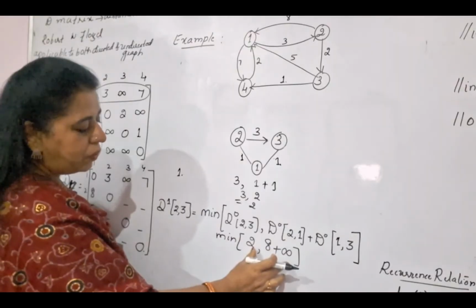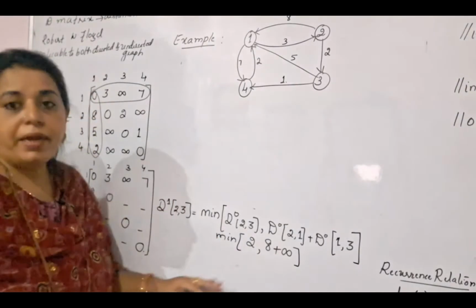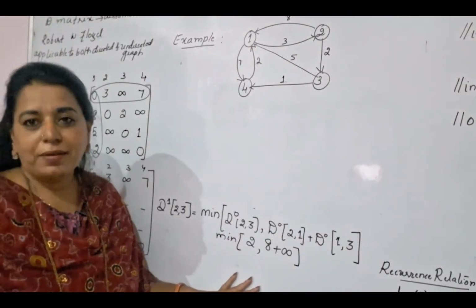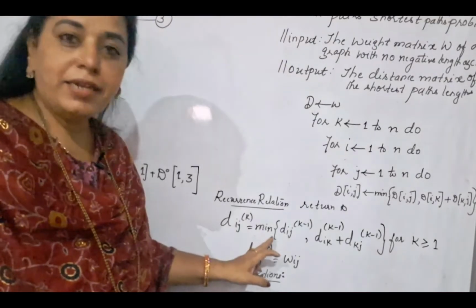Then that one you will note down and take the minimum of this. So this is the logic here. The complete algorithm logic is based on this formula. I have written the formula here, you can check.